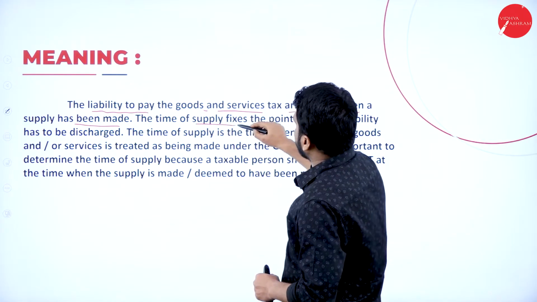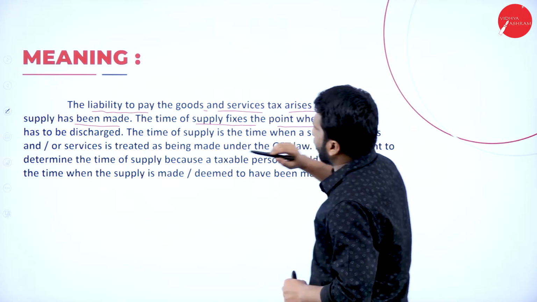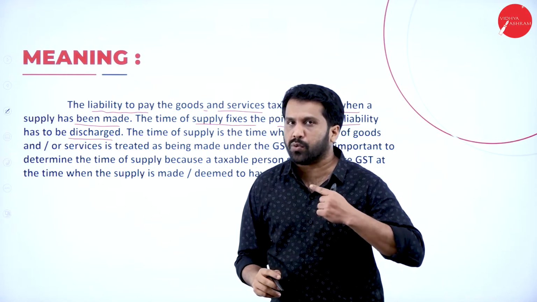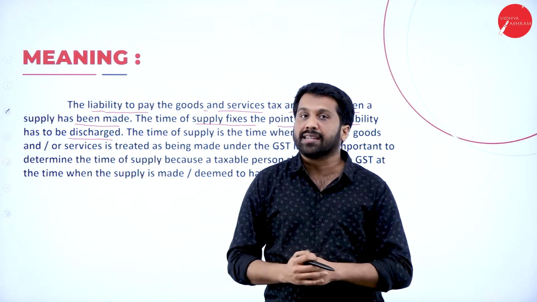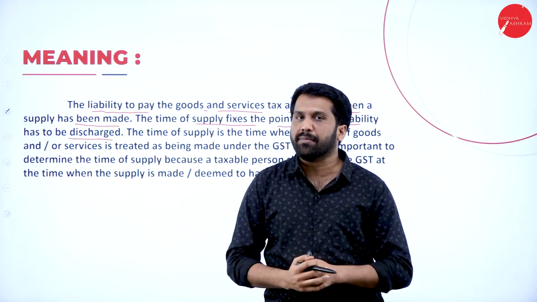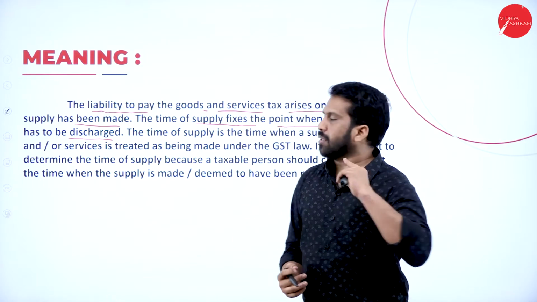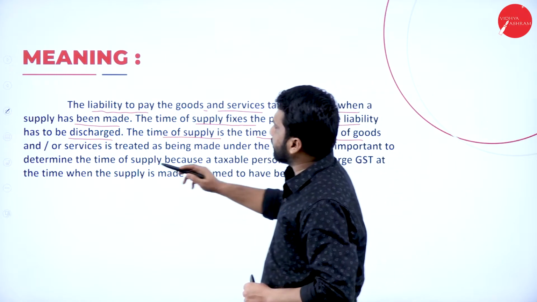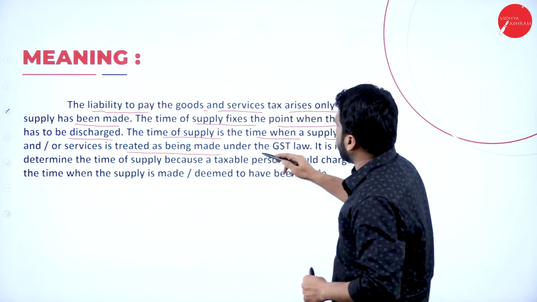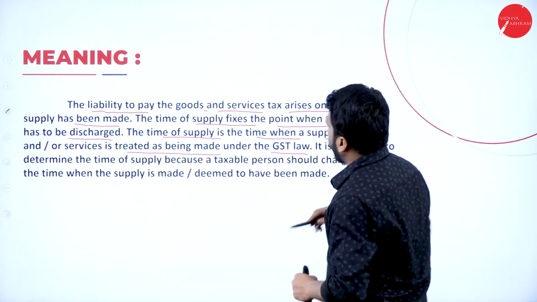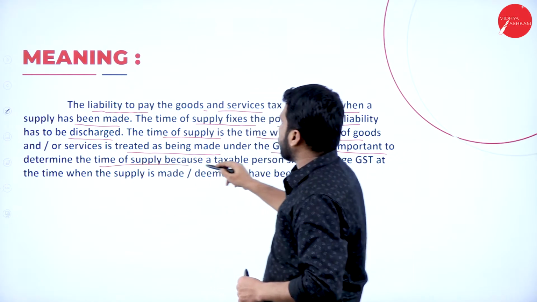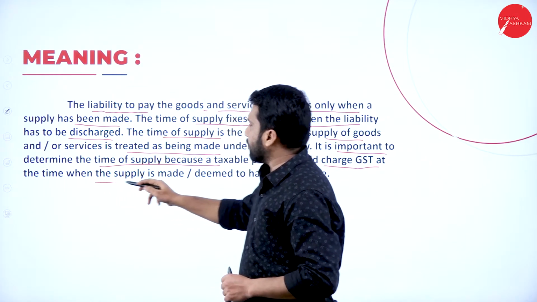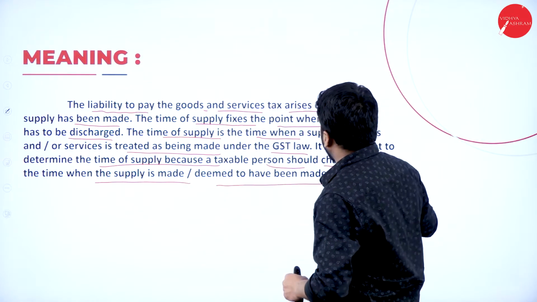Now, the time of supply fixes the point when the liability has to be discharged. Once the goods are transferred from one person to another person, then the time of supply will commence. The liability will transfer from one person to another person. The time of supply is the time when supply of goods and services is treated as being made under GST law. It is important to determine the time of supply because a taxable person should charge GST at the time when the supply is made and deemed to have been made.